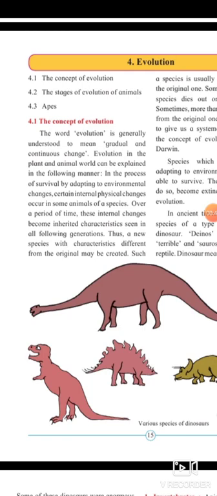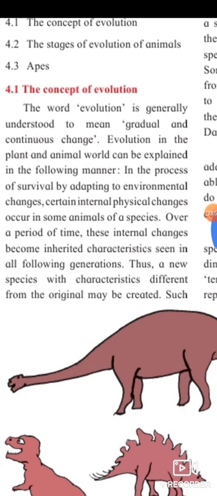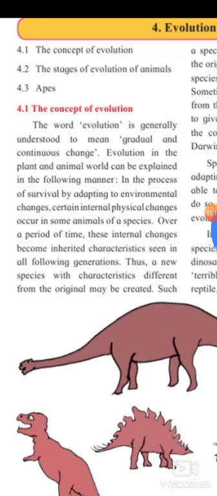In the process of survival, by adapting to environmental changes, certain internal physical changes occur in some animals of a species. So evolution in the plant and animal world can be explained as the process of survival of animals and plants by adapting to environmental changes, along with certain internal physical changes over a period of time. These internal changes would become inherited characteristics seen in all following generations.